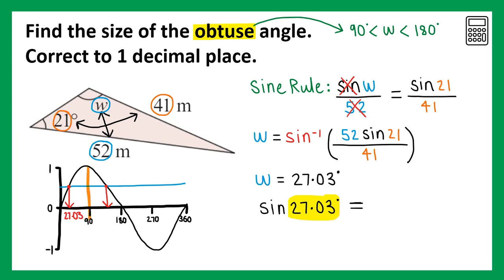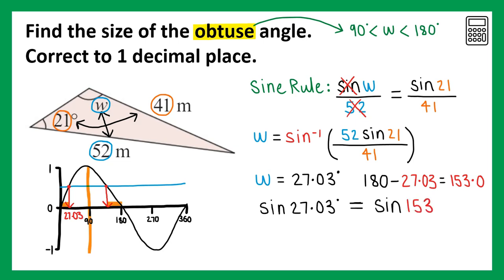Remembering that the sine curve has some symmetry about the angle 90 degrees, so the distance from 0 to 27.03 will be the same as the distance from 180. 180 minus 27.03 is 153.0 to 1 decimal place, meaning that sine 27.03, which was our original answer, is the same as sine of 153 degrees, which now fits the criteria of being an obtuse angle between 90 and 180 degrees, and therefore our final answer is 153 degrees.